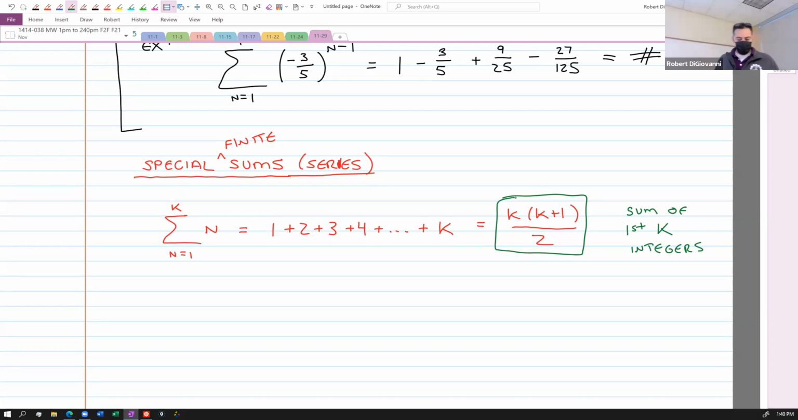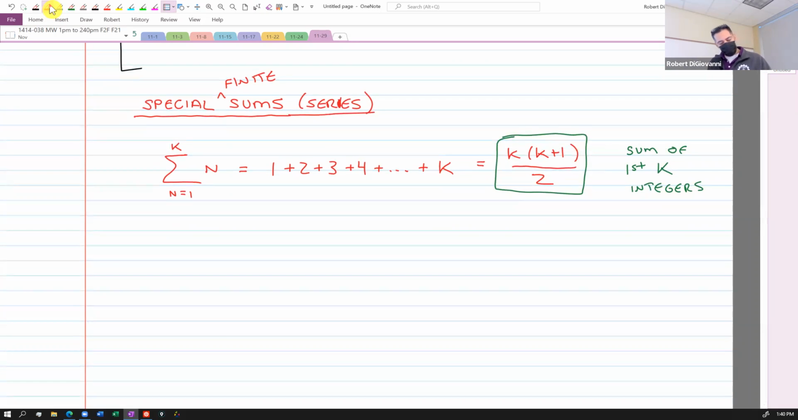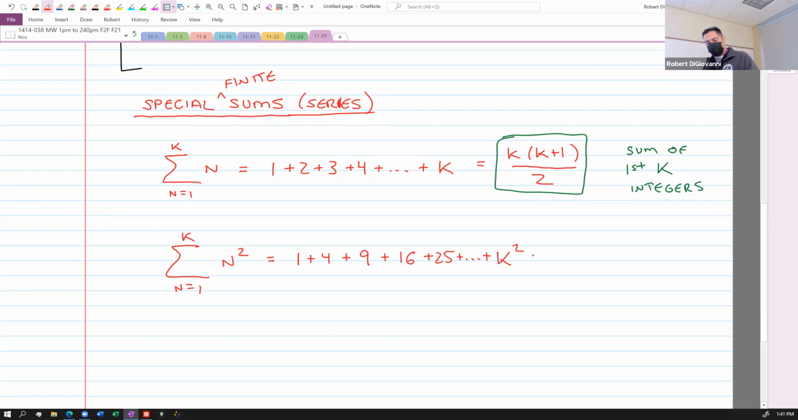That's one special one. Here's another special one. Sum, n equals 1 to k of n squared. So what's this written out? 1 plus 2 squared is 4, plus 3 squared is 9, plus 4 squared, 16, and then 25, plus ... until you get to the last one, k squared.